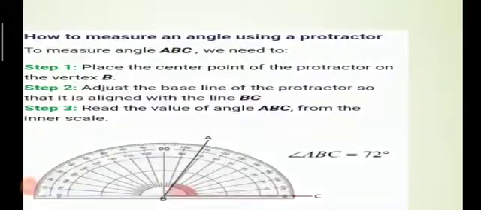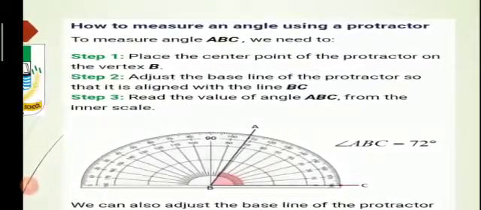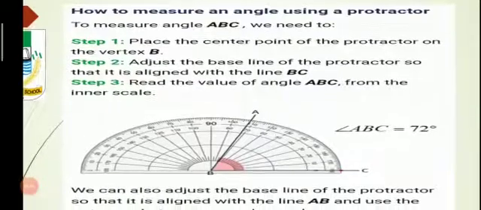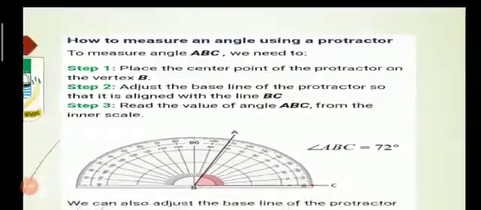How to measure an angle using a protractor? To measure angle ABC, we need to do the following steps. Step 1. Place the center point of the protractor on vertex B. Then adjust the baseline of the protractor so that it is aligned with the line BC. And then read the value of angle ABC from the inner scale. We can also adjust the baseline of the protractor so that it is aligned with the line AB and use the outer scale to measure the angle.